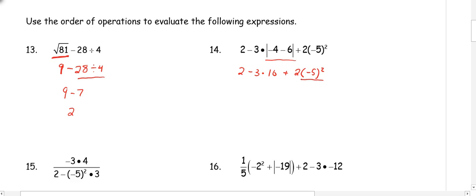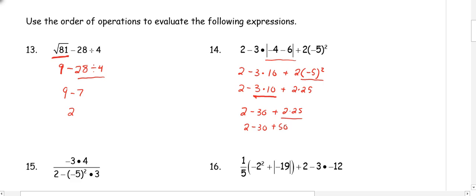So negative 5 squared, remember, is negative 5 times negative 5. So that gets us 25. So we now have 2 minus 3 times 10 plus 2 times 25. When we multiply, there are 2 multiplications here, so we're going to go from left to right first. We're going to do this one, 3 times 10 first, so we get 2 minus 30 plus 2 times 25. Now we can multiply 2 times 25: 2 minus 30 plus 50.